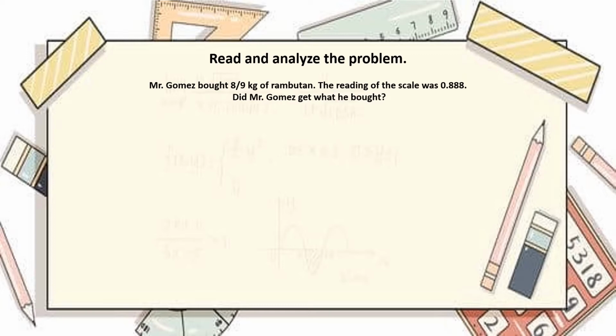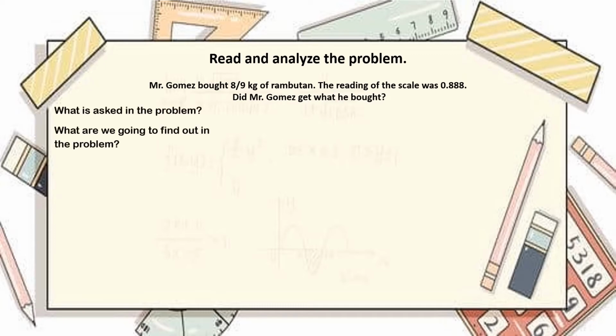Now, let's have problem solving. We are going to read and analyze the problem. In your previous lesson, you have learned already the different steps in problem solving. For this problem, it says that Mr. Gomez bought 8/9 kilogram of rambutan. The reading of the scale was 0.888. Did Mr. Gomez get what he bought?